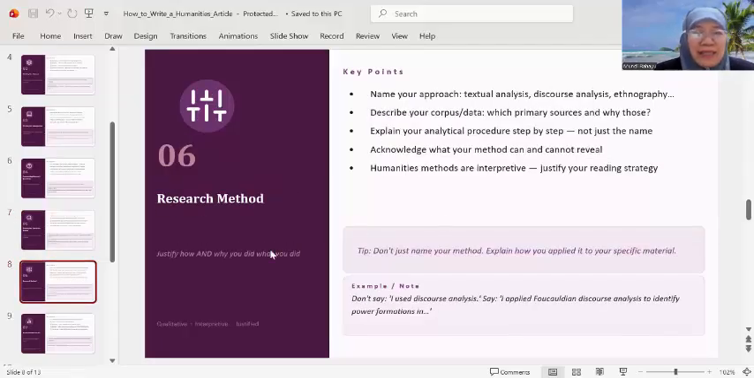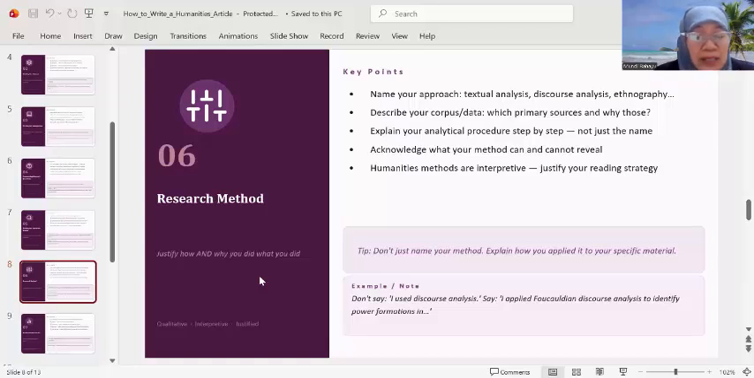Okay, the next part is the research method. The research method justifies how and why you did what you did. The key points here: name your approach, whether it is textual analysis, discourse analysis, or ethnography. Describe your corpus or data, which primary sources, and why you chose those sources. Explain your analytical procedure step by step, not just the name. Acknowledge what your method can and cannot reveal.